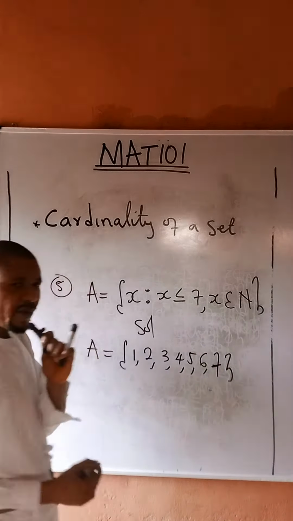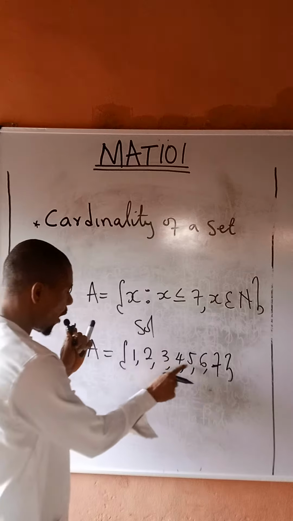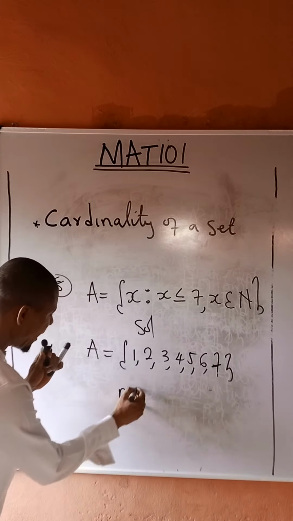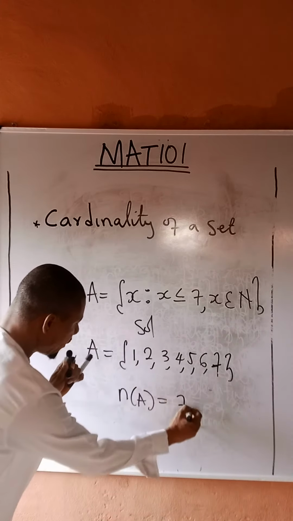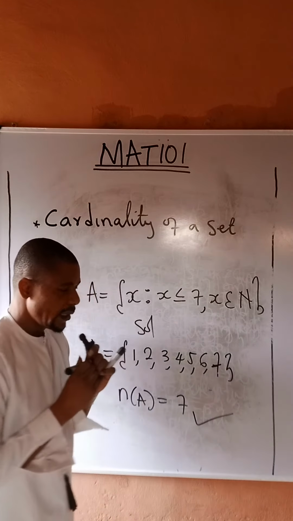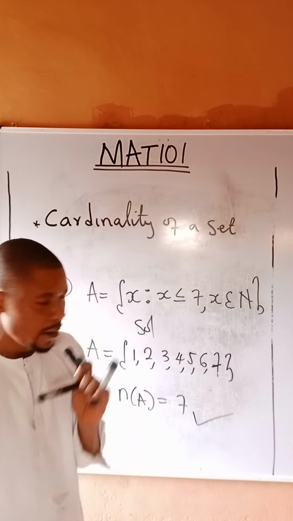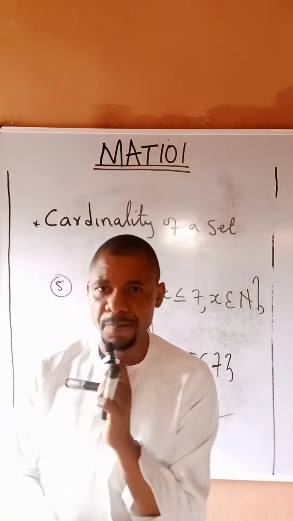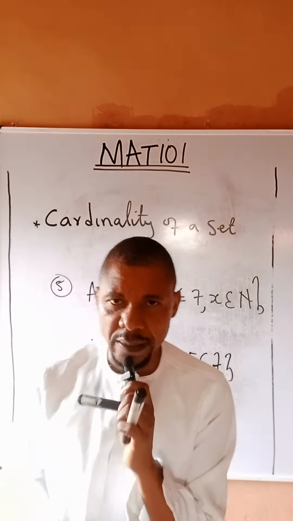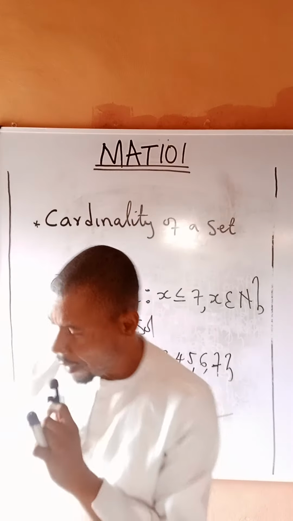And if I want to find the cardinality here, I will comfortably say this is 1, 2, 3, 4, 5, 6, 7. So the cardinality of A is equal to what, somebody? 7. Therefore, the cardinality of this is equal to 7. That's exactly what we have on this.